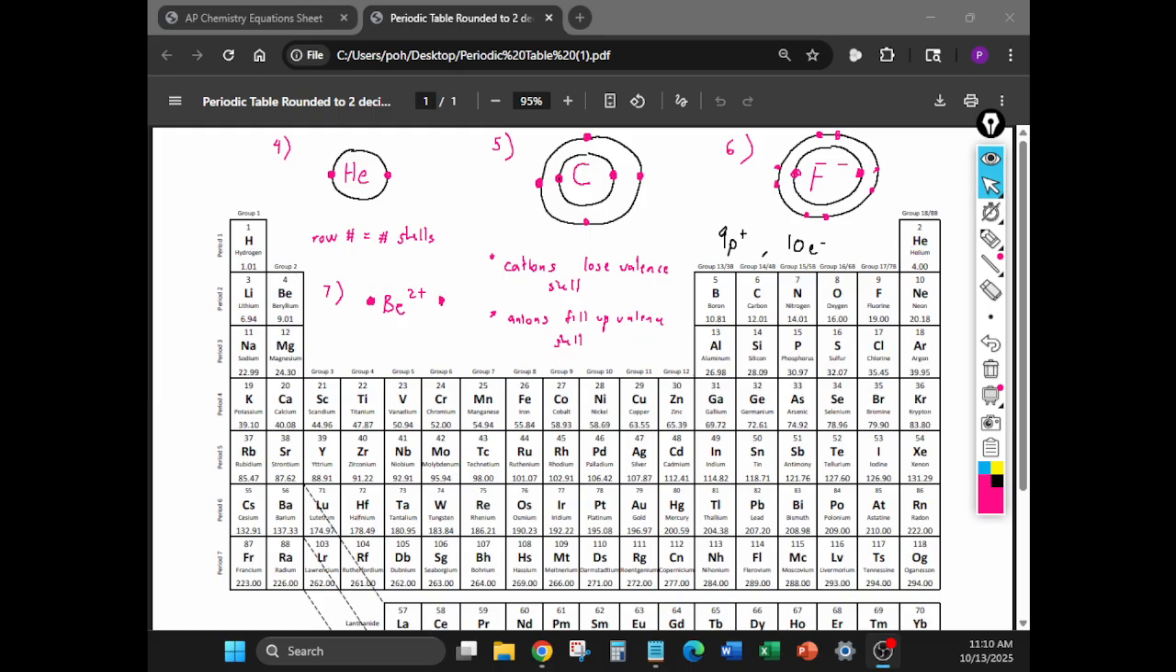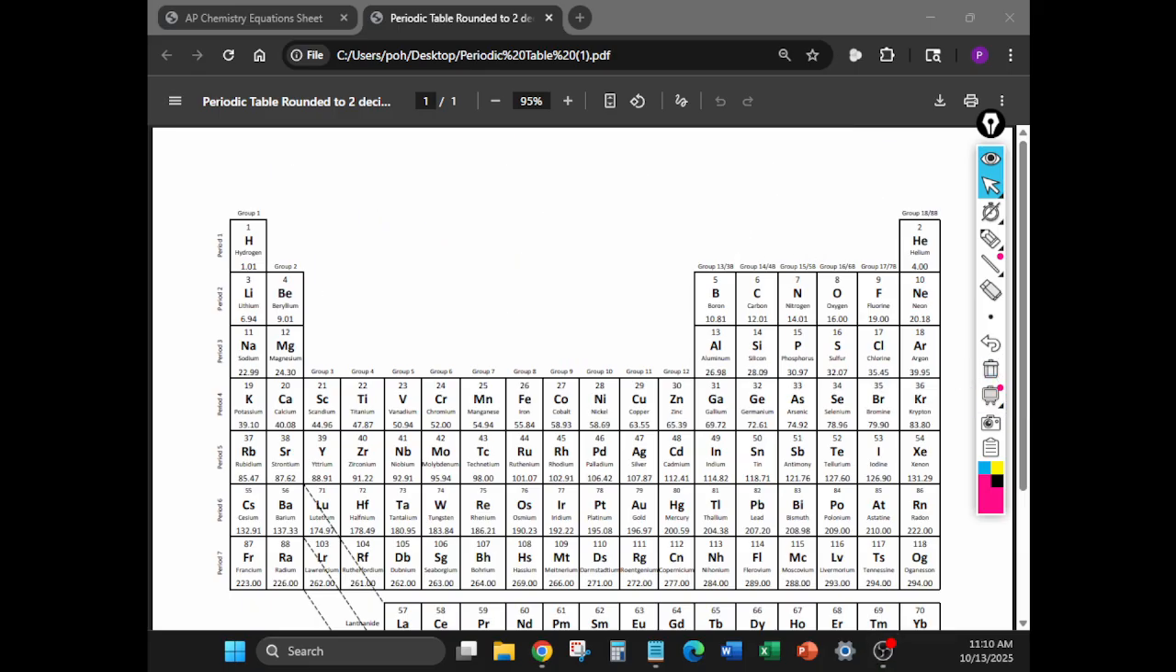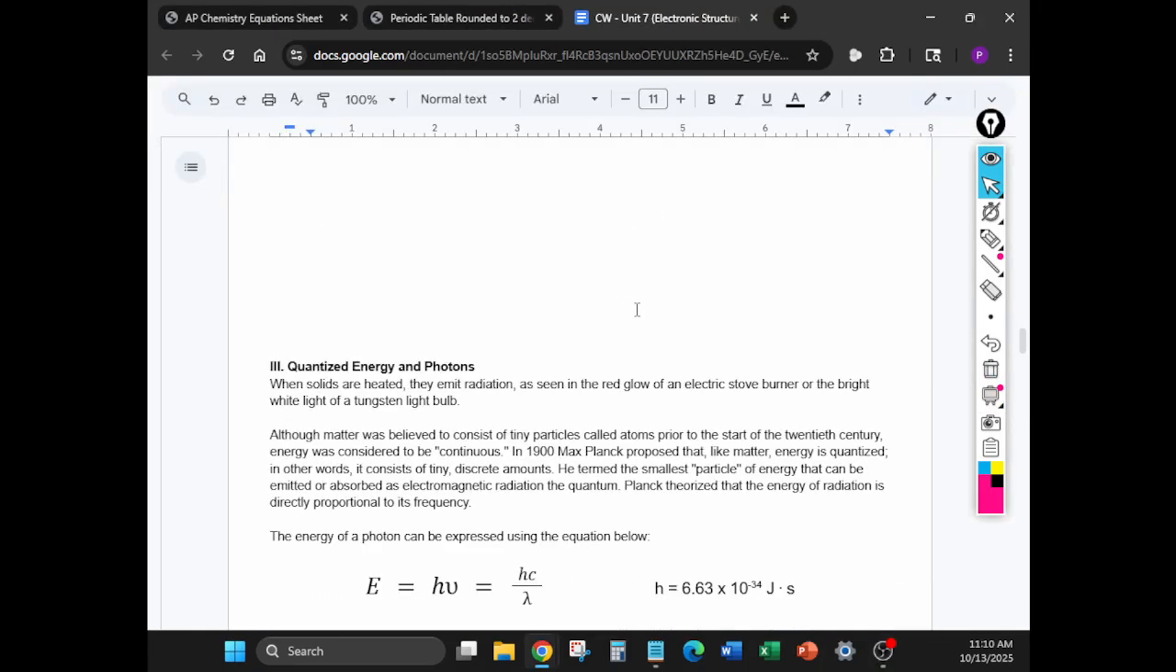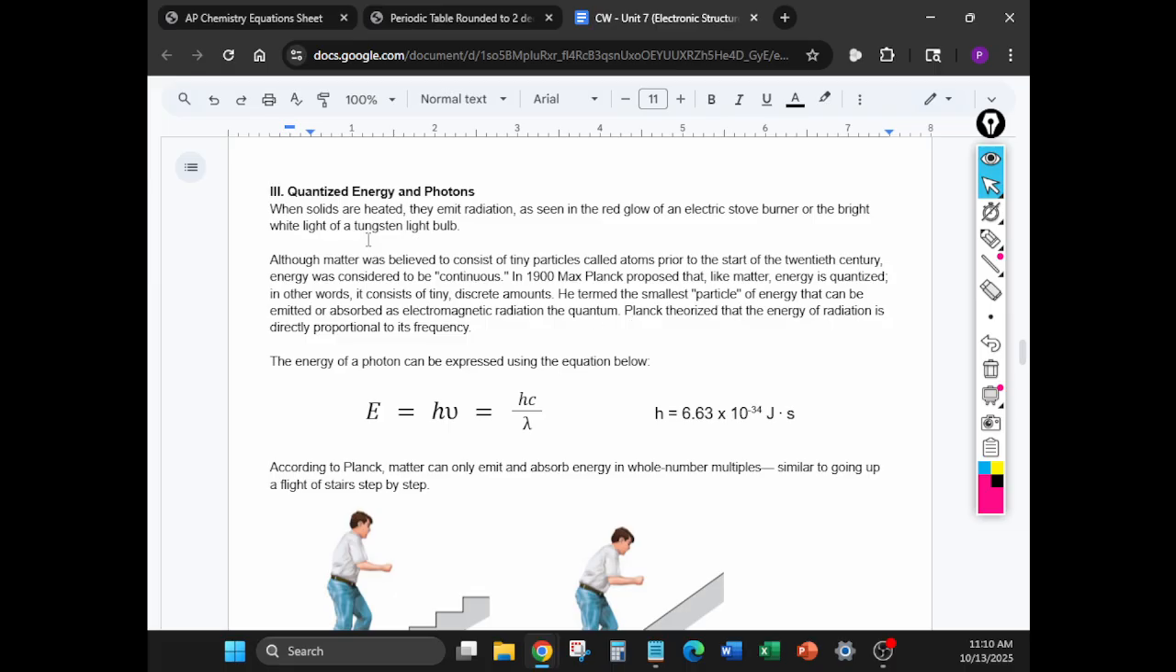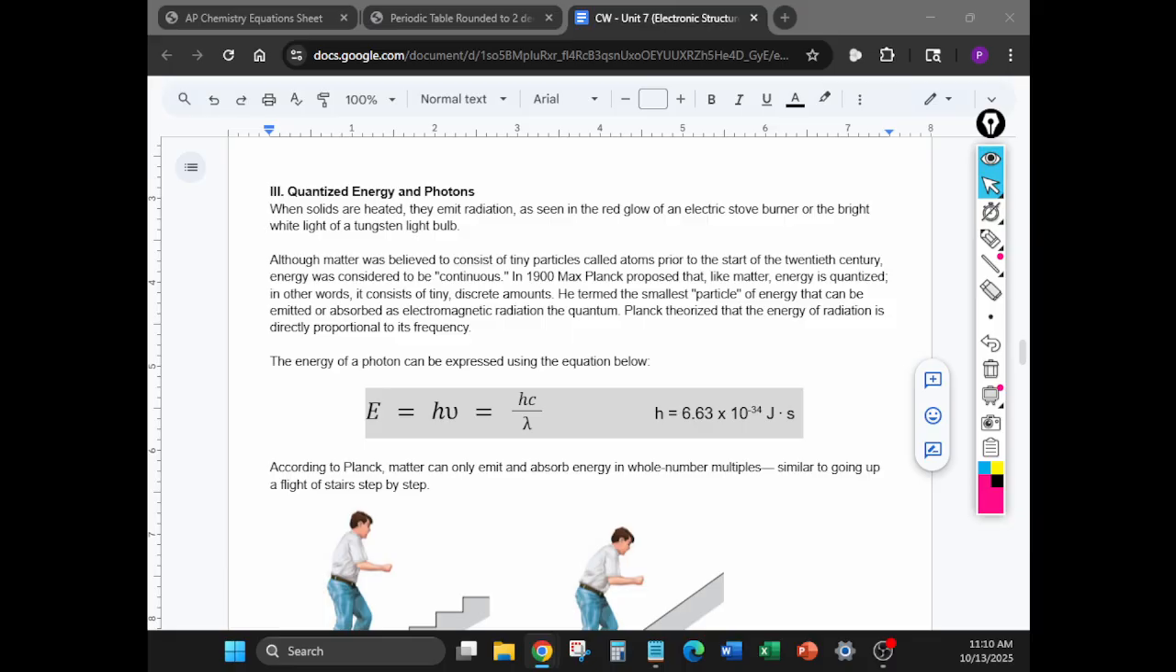Okay, so let's get into the next part. So that's the shell model. Now that we understand what these atoms look like, let's add in the light stuff to it. Okay, so we're going to talk about something called quantized energy. Now, before we talk about quantized energy, I want you guys to write this equation down. Then I'll explain what quantized energy is, but this is an equation that we use to talk about quantized energy.